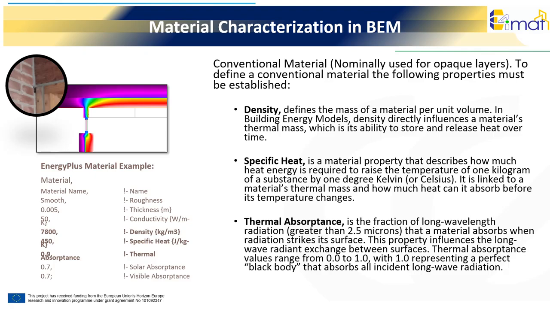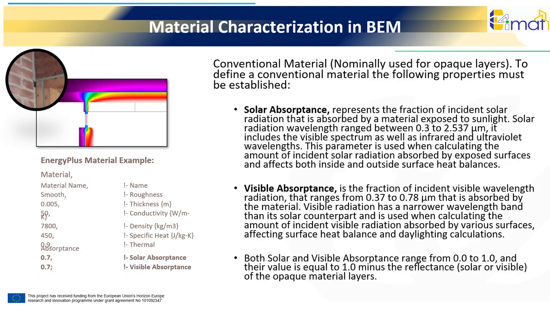Thermal absorptance values range from 0.0 to 1.0, with 1.0 representing a perfect black body that absorbs all incident long-wave radiation. Solar absorptance represents the fraction of incident solar radiation that is absorbed by a material exposed to sunlight. Solar radiation wavelength ranges between 0.3 to 2.537 micrometers. It includes the visible spectrum, as well as infrared and ultraviolet wavelengths.